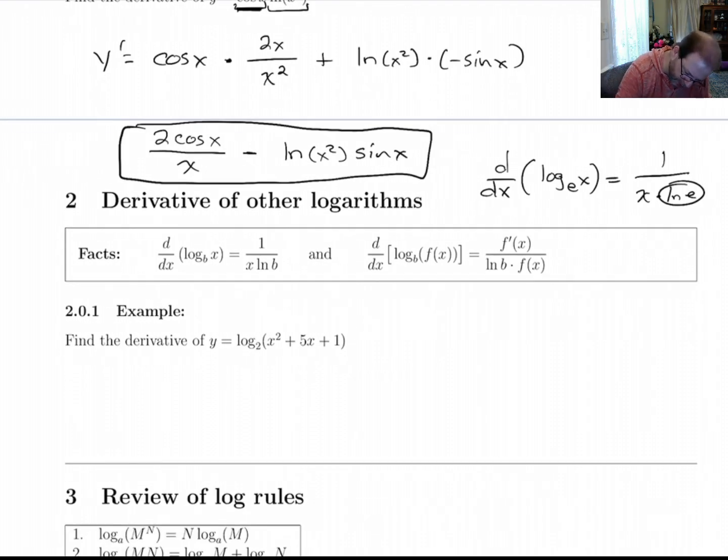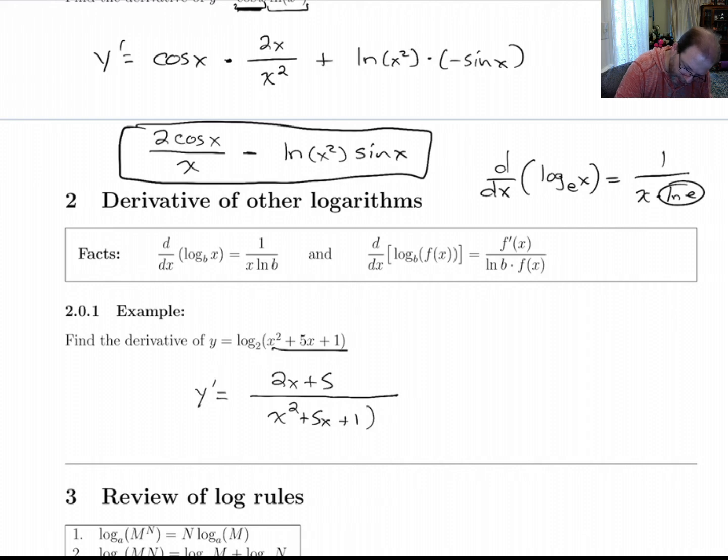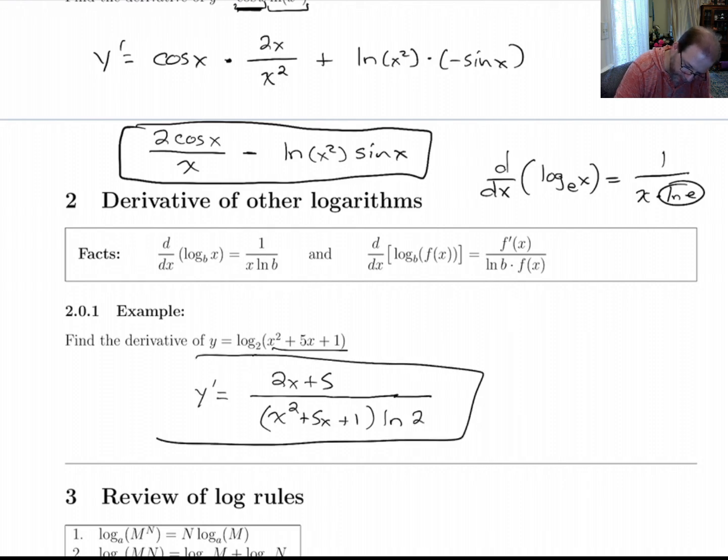So let's do just one example here. Let's see, the derivative of this, y prime is going to be, just like before, this goes downstairs. Its derivative goes on top. And the only additional thing is we have to multiply the bottom by natural log of 2, because that's the base.